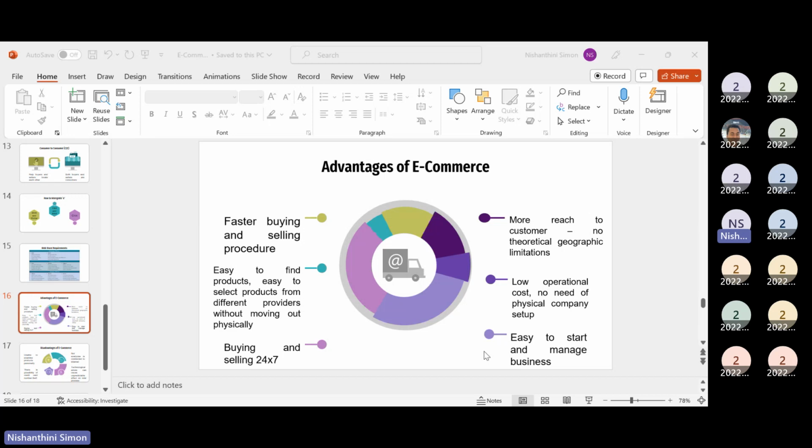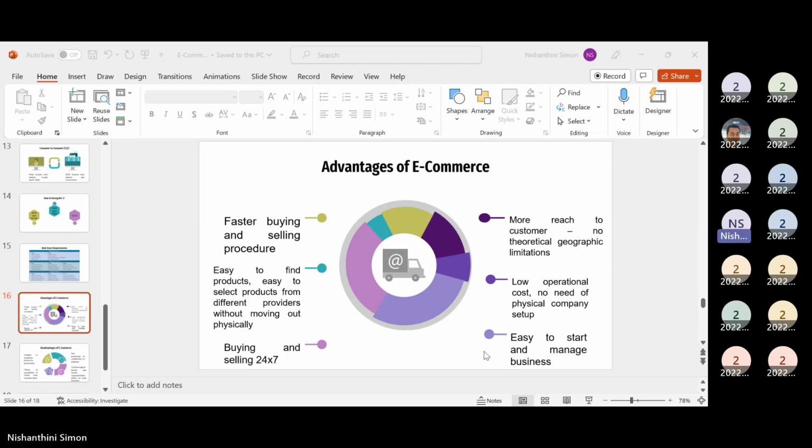Then the next person. Yes, ma'am. Any disadvantages? Expensive to create the platform and to maintain the security. So even though we say cost is less, definitely we have to create the platform, or develop it, so that cost is there. Yes, and it could be complicated.